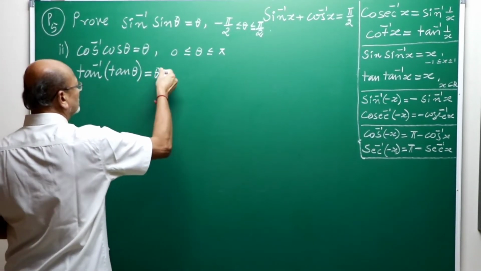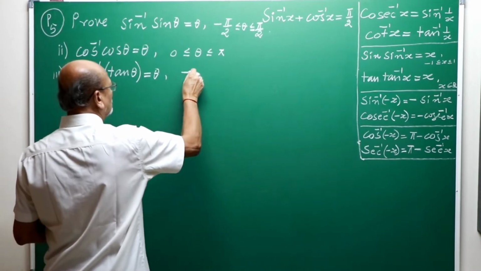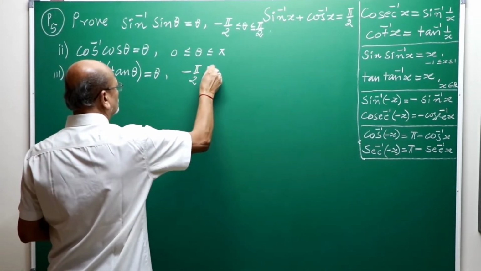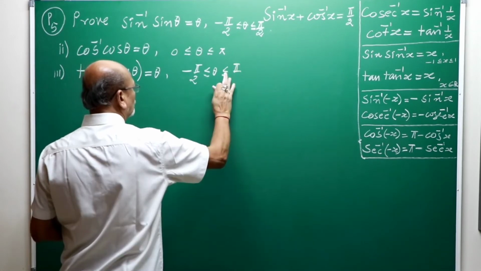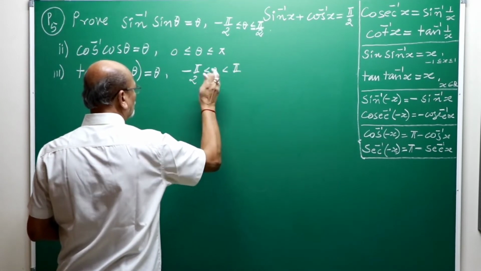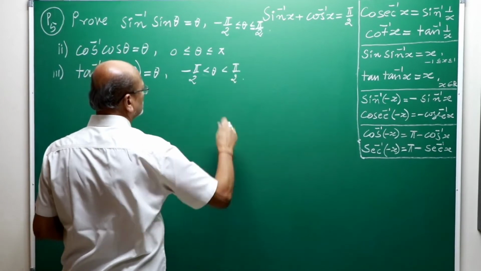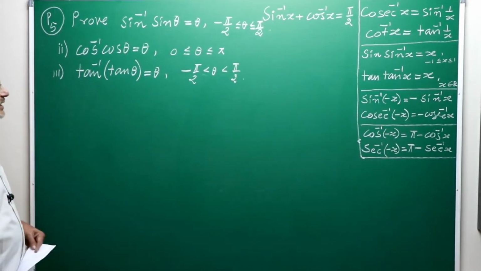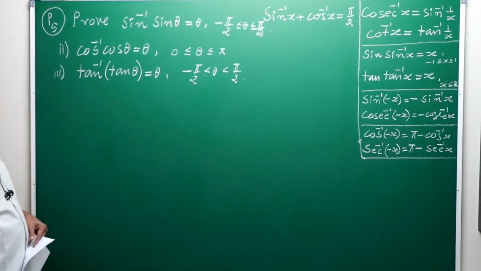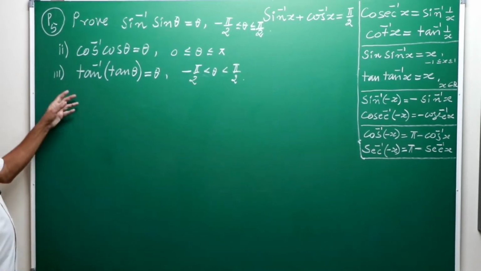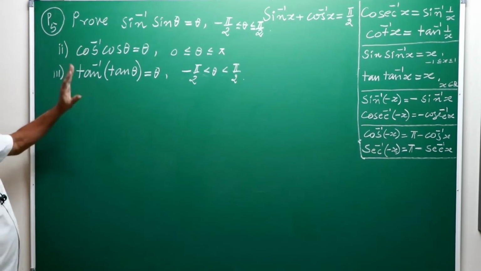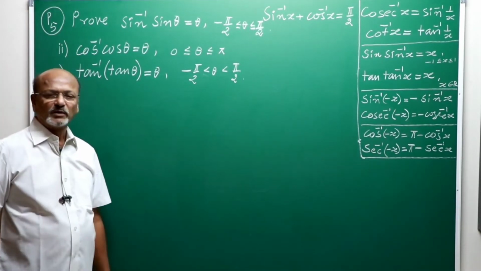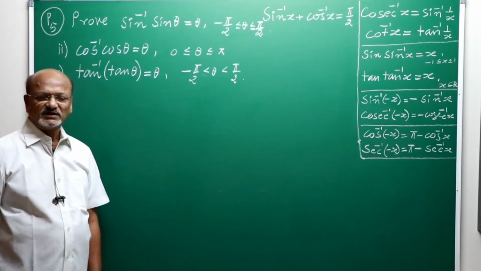In this case, the range of tan inverse is minus pi by 2 less than theta less than plus pi by 2. No equal. Strictly less. Open interval. This is tan. Similarly, it holds for the remaining three. Yes, my friends. Now we prove this one by one. The method is once again the same.